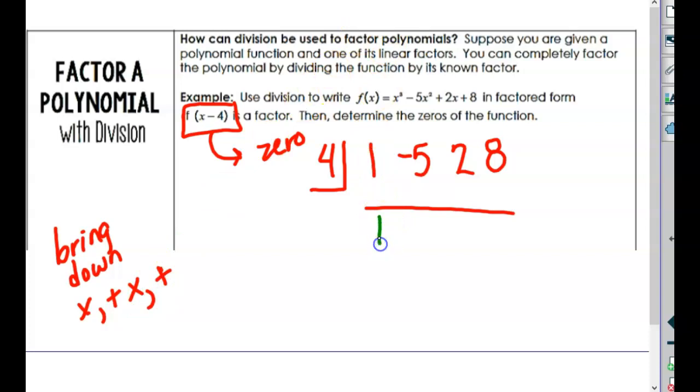So if I bring down the 1, 4 times 1 is 4. I add going down and get -1. 4 times -1 is -4. I add going down and get -2. 4 times -2 is -8. I add going down and get 0. If it said it is a factor, your remainder should be 0. Or if the graph shows that there's a 0 at that spot, your remainder should be 0.